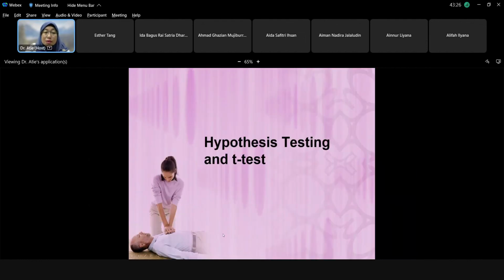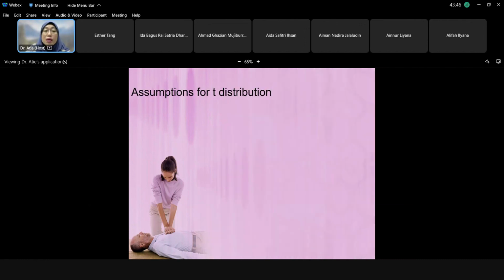This t-test is for chapter 8. I don't want to talk too much on this topic because we are going to learn it next Sunday. I'm going to talk about the assumptions of the t distribution later on, and what the difference is between the z test and the t test.